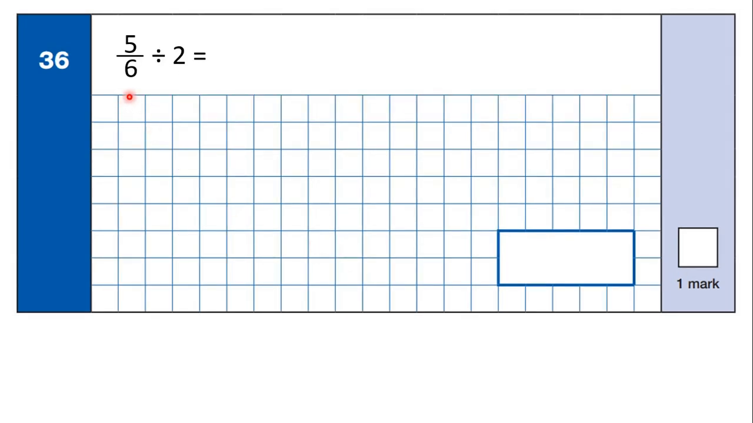Question 36. 5/6 divided by 2. So remember, to divide a fraction by a whole number, we can leave the numerator the same, and then, instead of doing any division, we can just multiply the denominator by the number that we're dividing by. So the 5 stays the same, and 6 times 2 is 12, so our answer is 5/12.